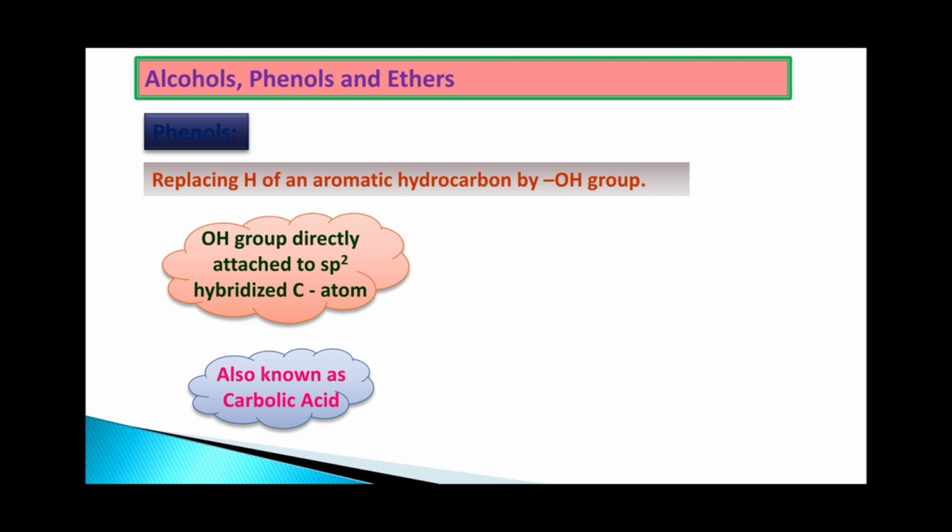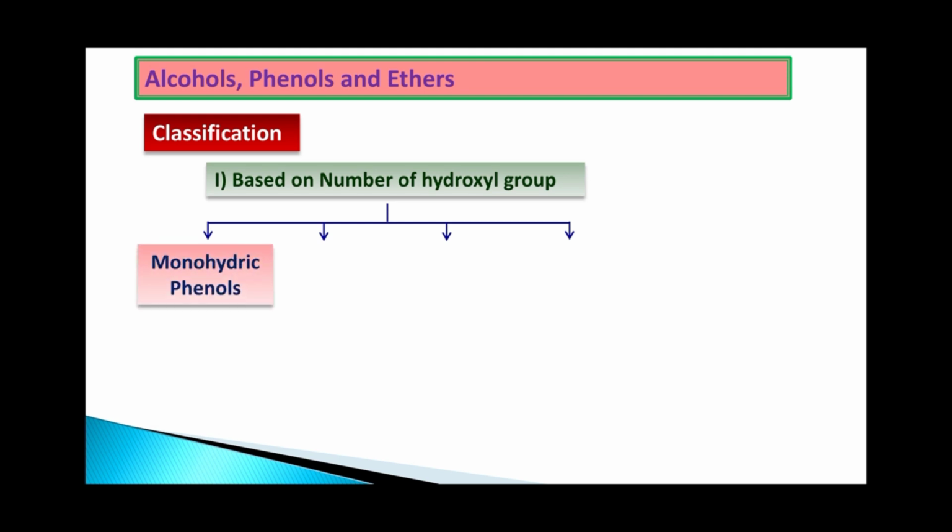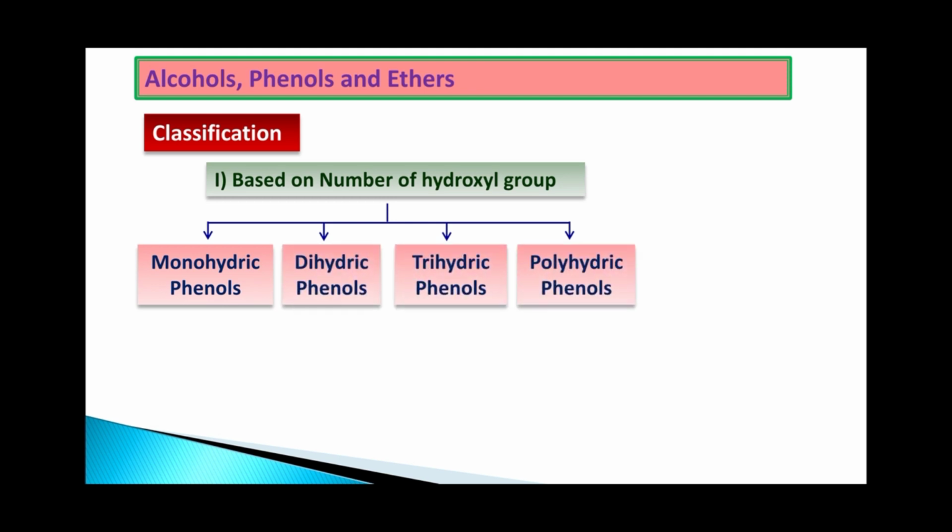Phenols are commonly known as carbolic acids. The common name for phenol is carbolic acid. Let us see the classification. Based on the number of hydroxyl groups, phenols are classified into 4 types. That is monohydric phenol, dihydric phenol, trihydric phenol and polyhydric phenols. Just as it is in the alcohols, monohydric alcohol, dihydric alcohol, trihydric alcohol and polyhydric alcohol, but here alcohol is replaced by phenols.